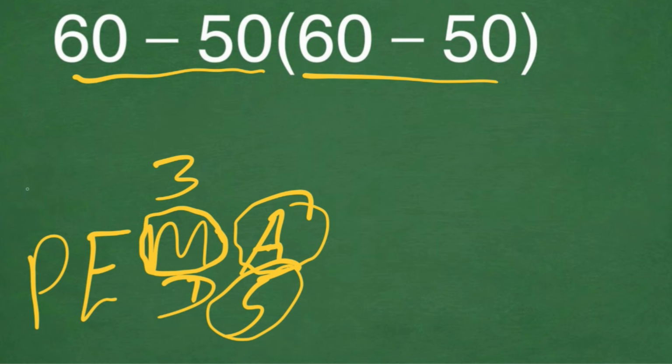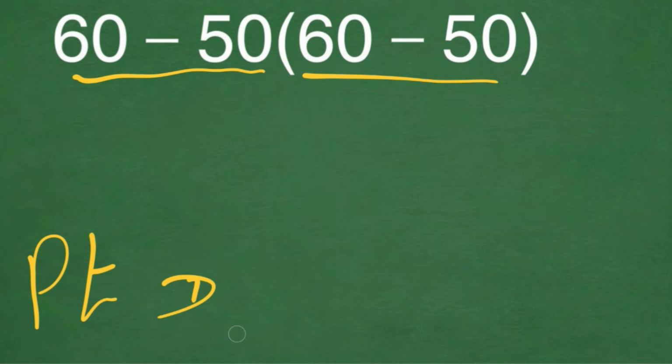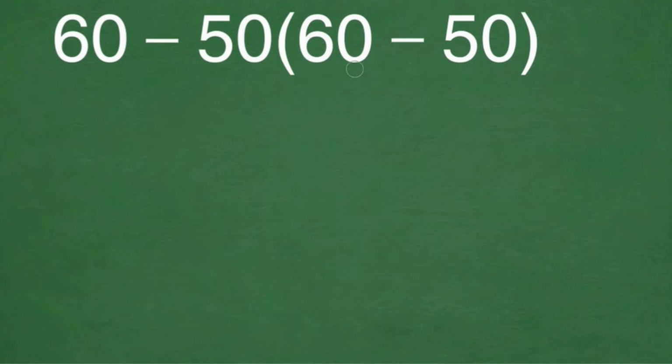So this is their priority. Parenthesis is priority number 1, exponent is number 2, and multiplication or division is priority number 3, and finally addition or subtraction is priority number 4. And this is the right order to follow and solve mathematical equations, right?